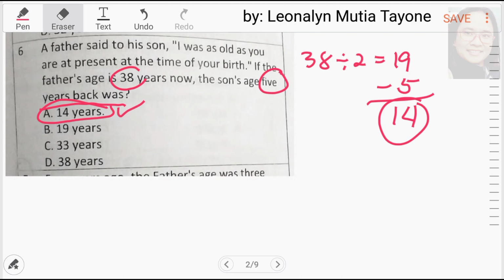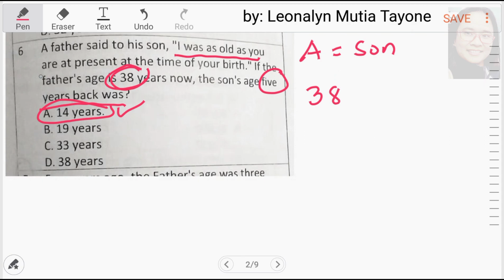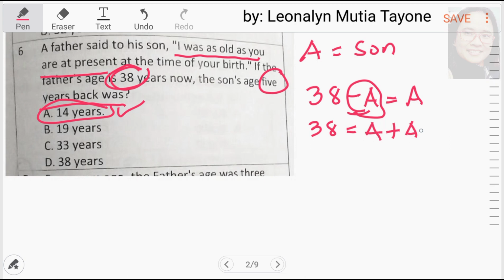Another way of solving this is let A be the edad of the son. Father is 38 years now. I was as old as you are at present. Minus A. And that will be the edad of his son. So, ipagsama natin ang mga like terms. 38 is equals to negative A. Kapag matranspose sa kabila, maging positive A. So, A plus A equals 2A.